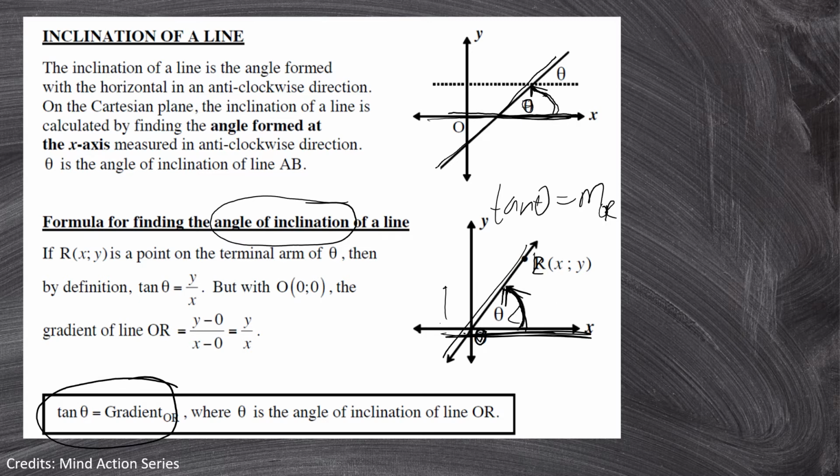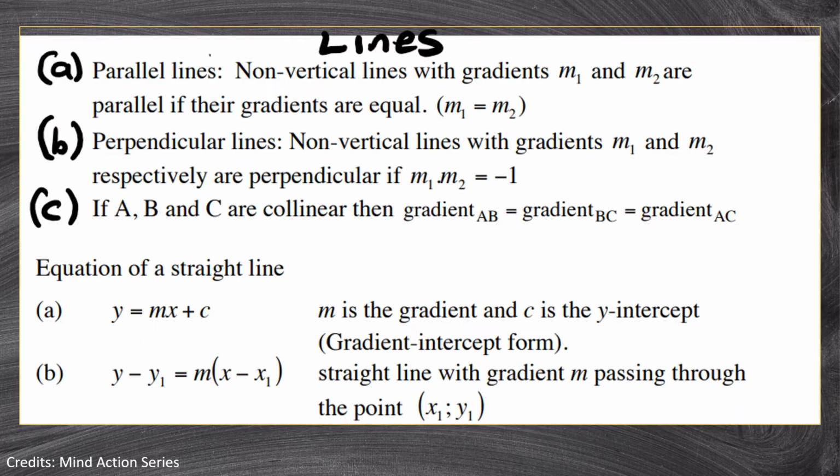So if they give you this one, calculate beta, what you can do is first calculate your angle of inclination by saying tan theta is equal to the gradient of OR. After getting your theta, you can use the fact that angles on a straight line add up to 180. Then you solve for that beta. All right. Very, very important. Let's now talk about lines.